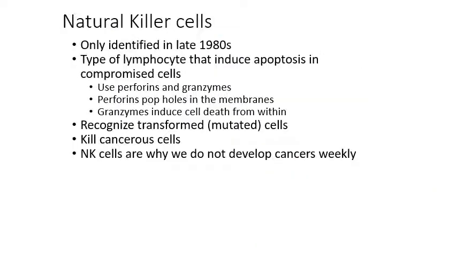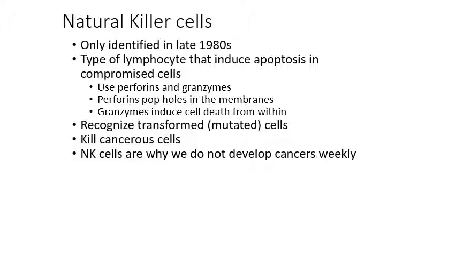All right, and then natural killer cells. So natural killer cells are structurally similar to lymphocytes, but they are non-specific immune cells that are able to induce apoptosis in a compromised cell. So apoptosis is a word for programmed cell death. So basically it tells cells to kill themselves if they've got an infection from a virus. So once a cell has already been infected by a virus, it's not able to be saved.